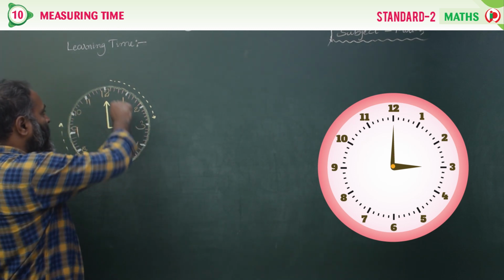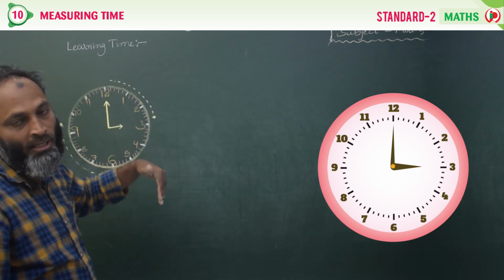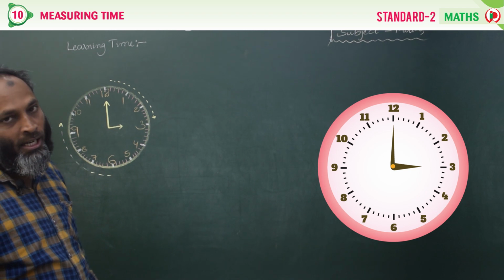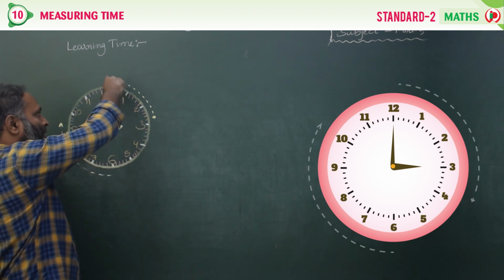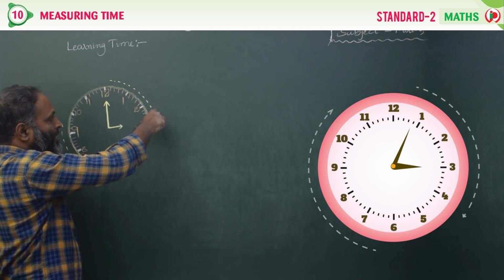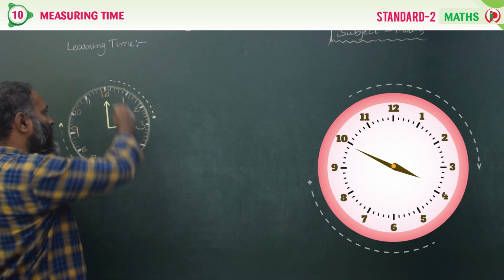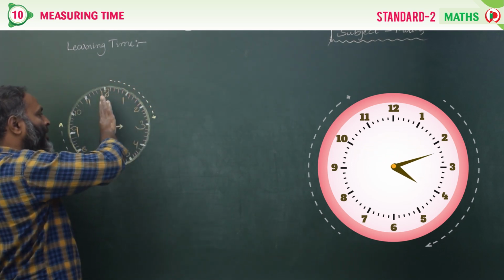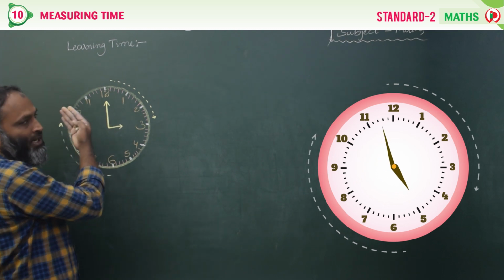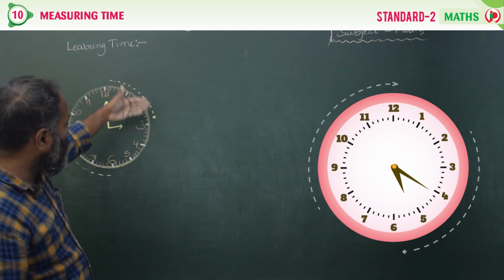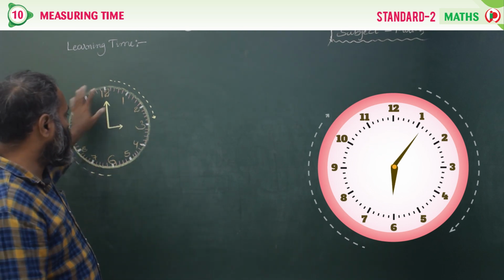What is the direction of the minute hand and the hours hand? In which direction do the two hands move? See here, the dotted lines show how they move, how they rotate. The minute hand rotates in this direction and the hours hand also rotates in the same direction. This shows how the hands move in a clock.